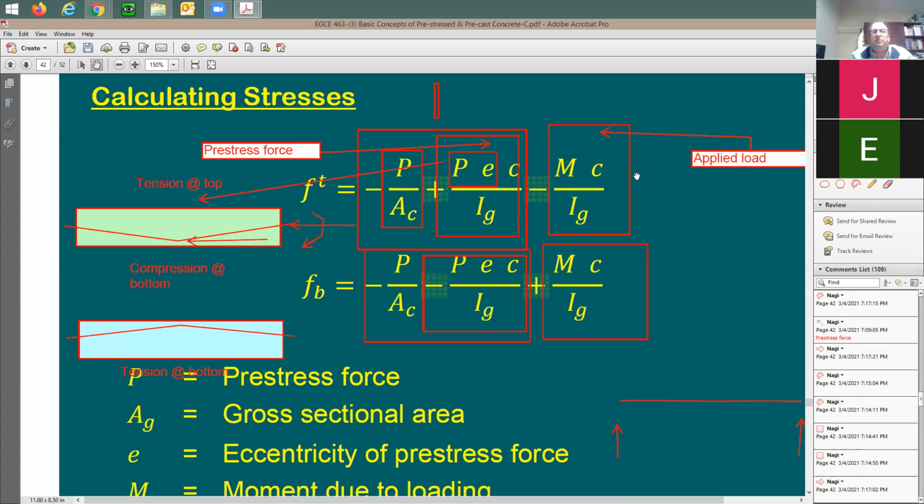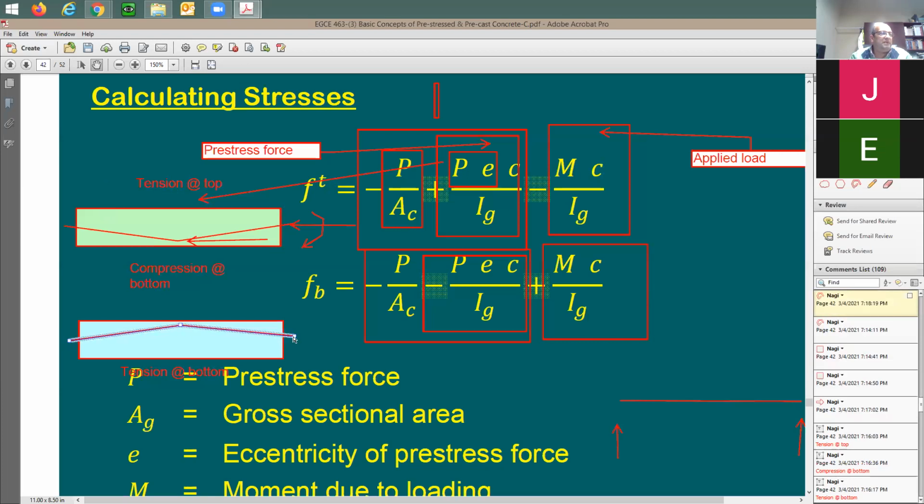And this makes sense because what we are trying to do here is to eliminate the effect of this compression force on the top, or compression stresses, because of this moment, by applying this positive stress on the top, by applying the moment in the other direction, against the applied moment. Now let's put the beam upside down.